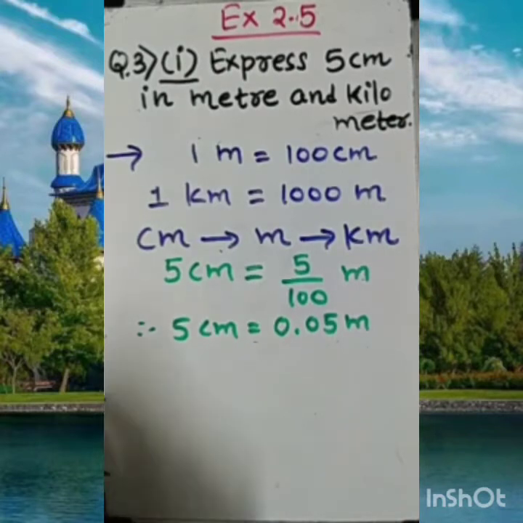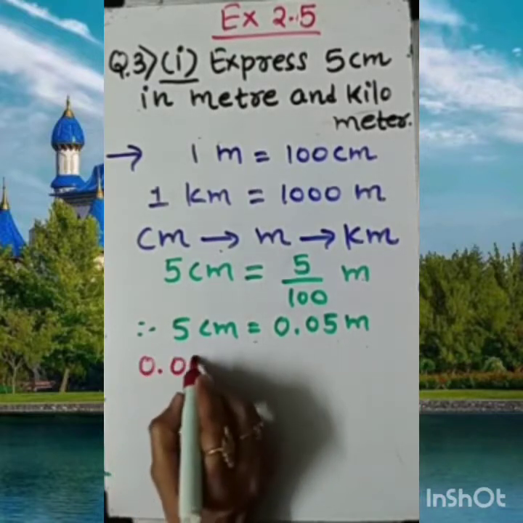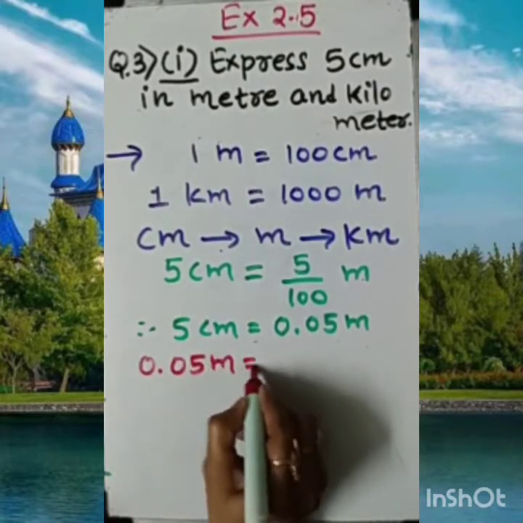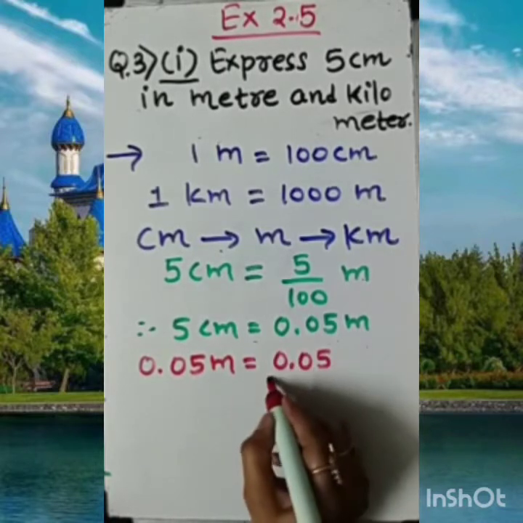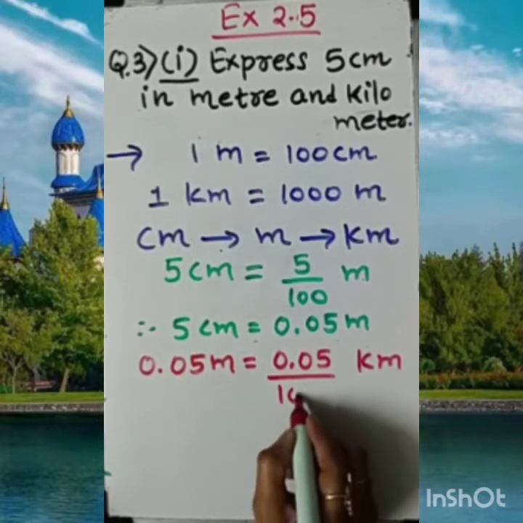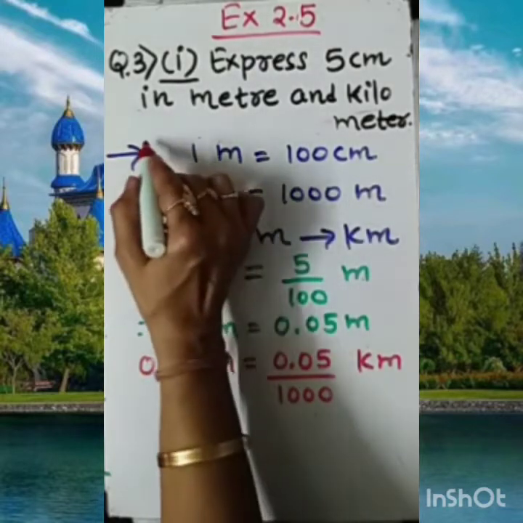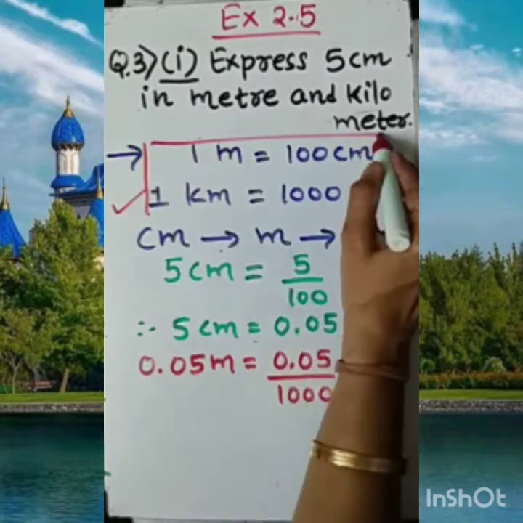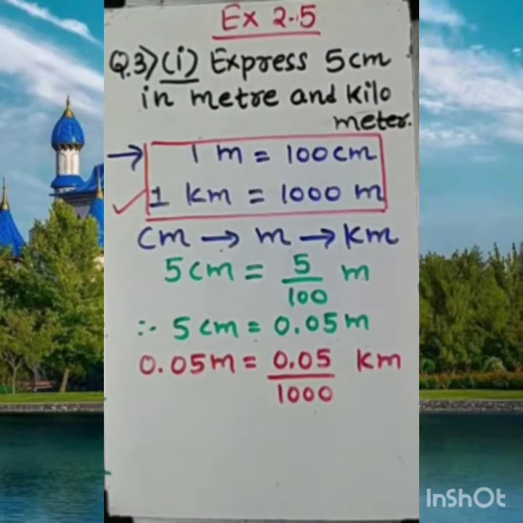So next step, now we are going to convert from meter to kilometer. So 0.05 meter is already there. As we know that if I want to convert this into kilometer, then I have to divide it by 1000, right? Because I know 1 kilometer equal to 1000 meter. This is too important a measurement, I have already mentioned in the beginning for you.